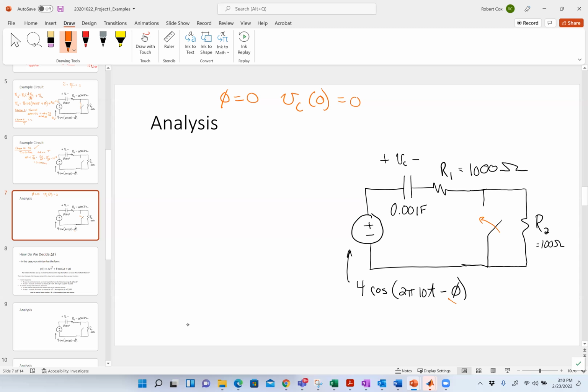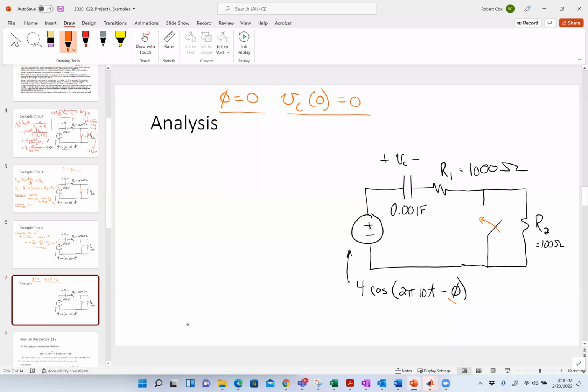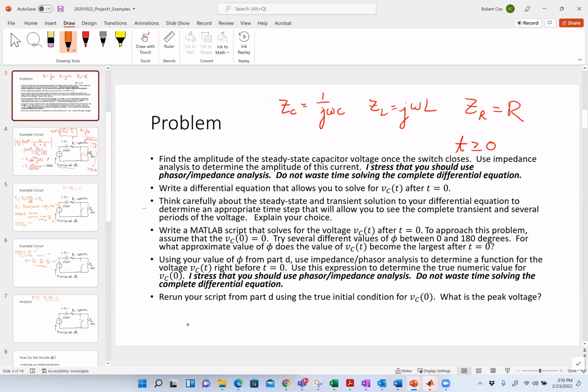Because at t equals 0, this guy is always 0. So I just play with the angle of phi to say, well, how much do I want it to be offset from where it should be at 0 by playing with that angle? So you can do your analysis assuming V sub C of 0 is 0 and phi is equal to 0. What I ask you to do later in this problem is to find the value of phi at which V sub C of t becomes the largest after t equal to 0.